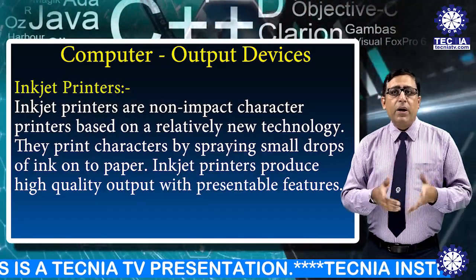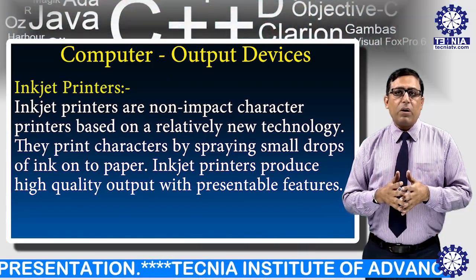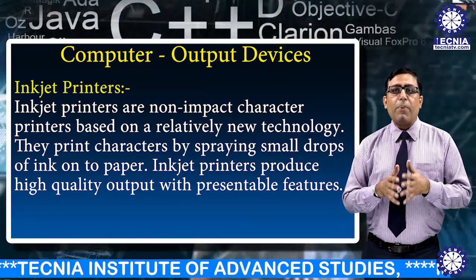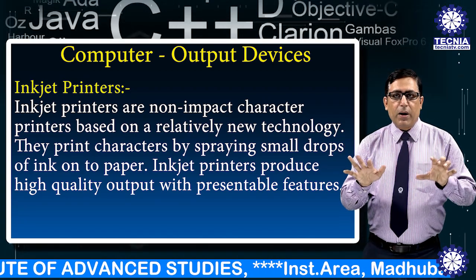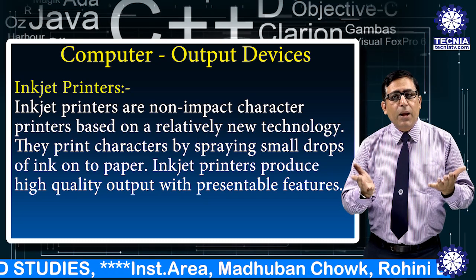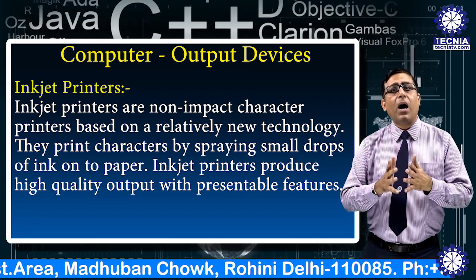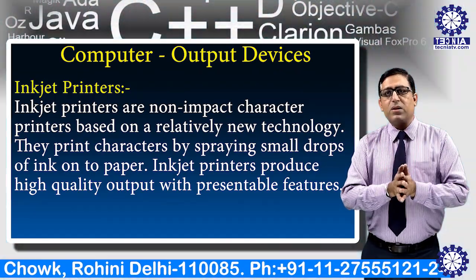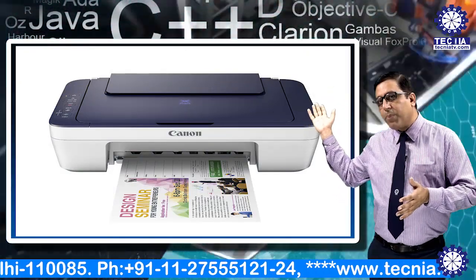Inkjet printers. Inkjet printers are non-impact character printers based on a relatively new technology. They print characters by spraying small drops of ink onto the paper. Inkjet printers produce high quality output with presentable features. It has much better quality than the earlier printers which we have discussed in this lecture. Now you can have a look at these inkjet printers.